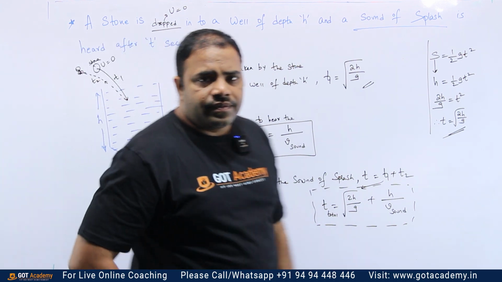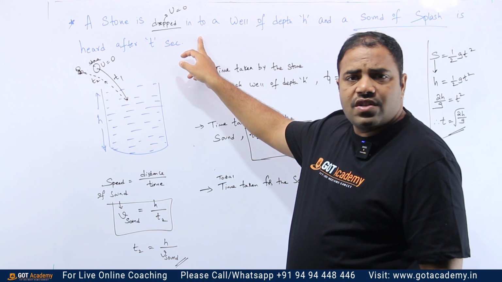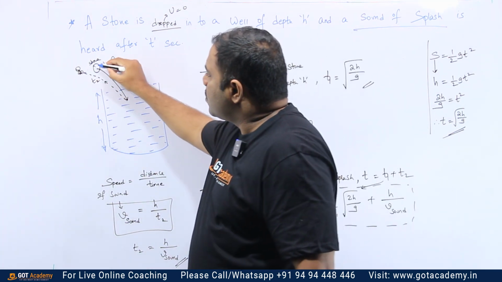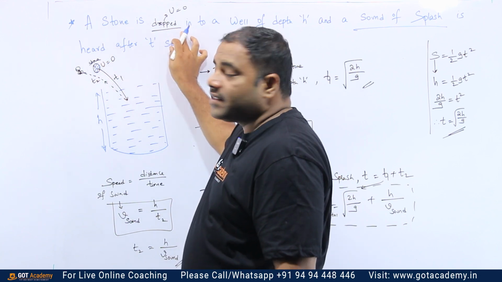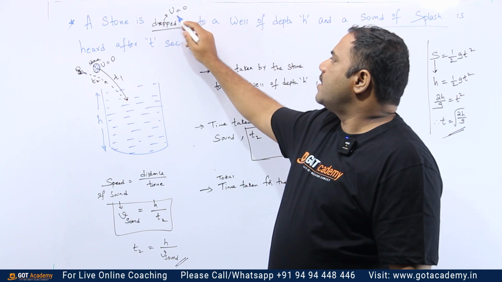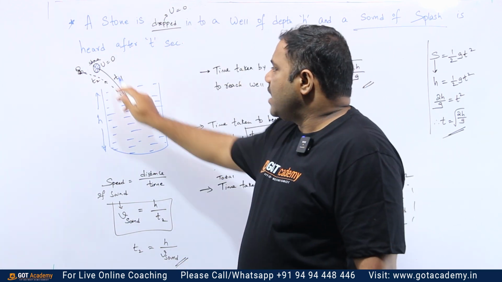Observe carefully. I am repeating for you once again. As for the given question, a stone is dropped. So this is a stone which has been dropped. The word drop itself implies that it comes under the concept of a freely falling body whose initial velocity is equal to 0. So it has been dropped.